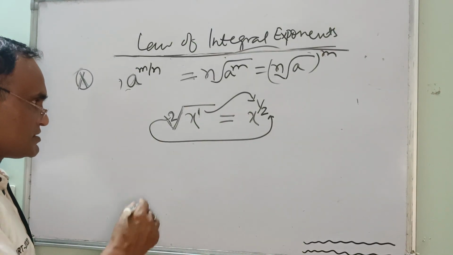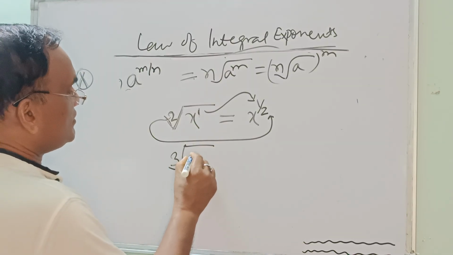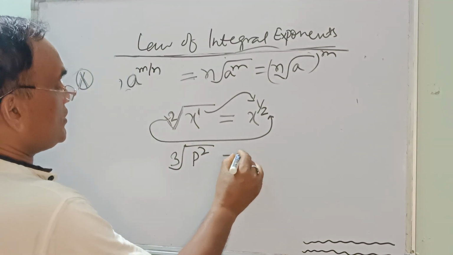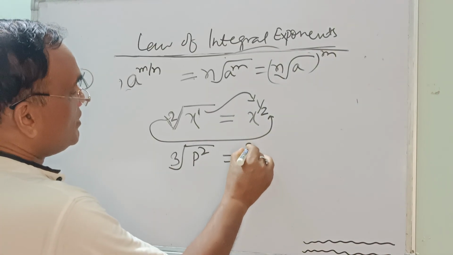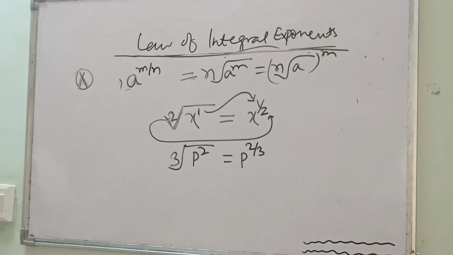Gentlemen, like this. If here it is 3, and right here it is p, and it is a 2, so what can you write? You can write p to the power 2 upon 3. Isn't it?